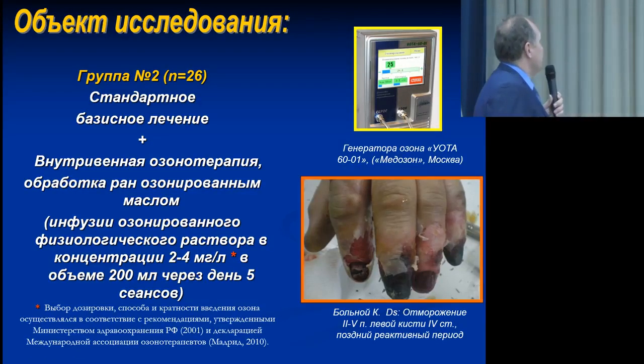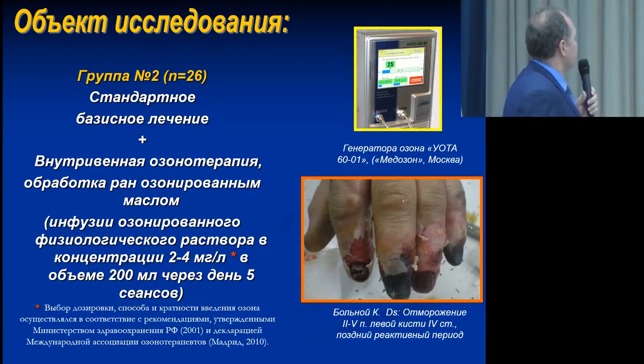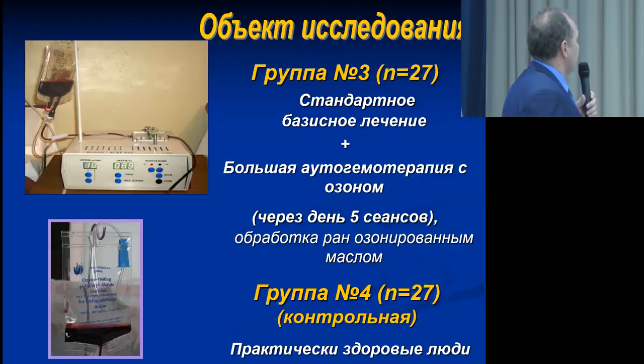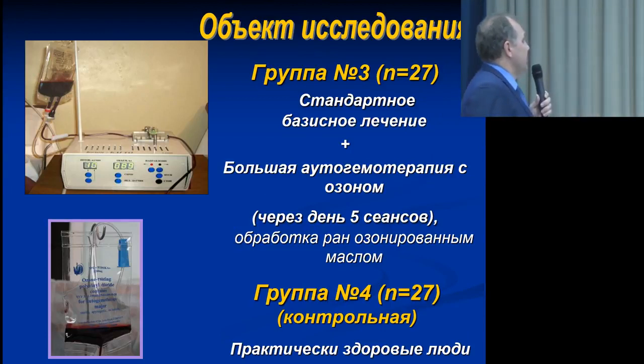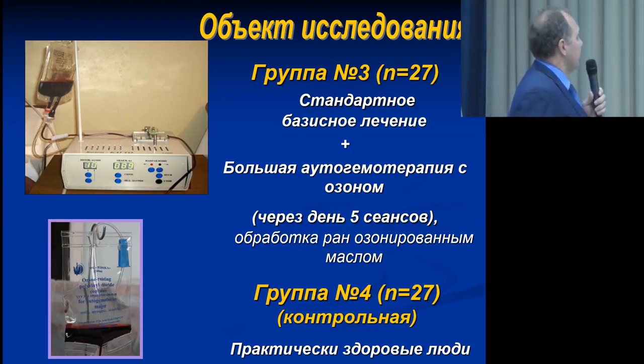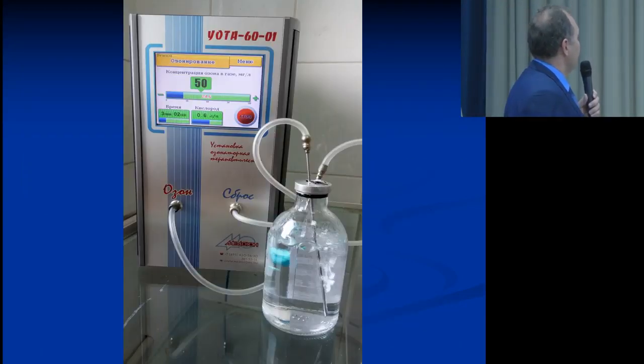The second group included patients who were receiving standard basic treatment and intravenous ozone therapy. Ozonized oil was used for the treatment of wounds. And the third group included 27 patients who were given standard basic treatment and major autohemotherapy with ozone. Now, the fourth group was the control. They were basically healthy people.